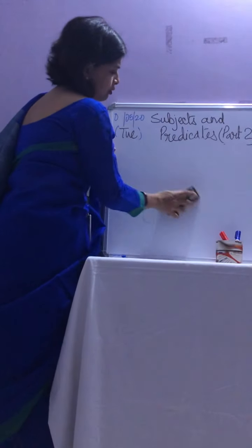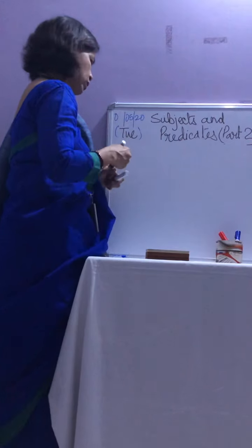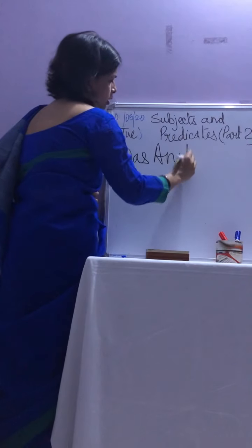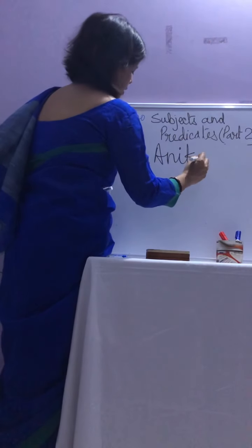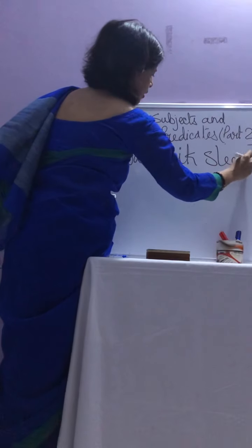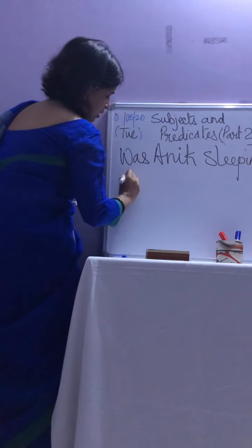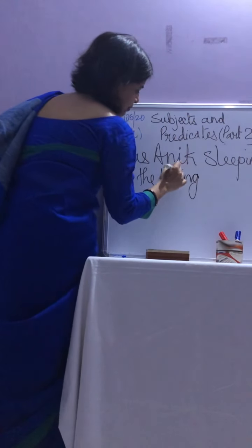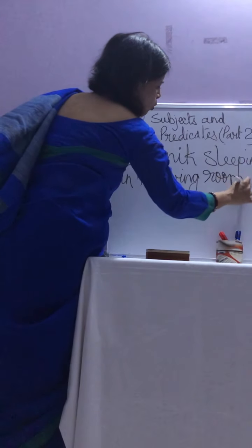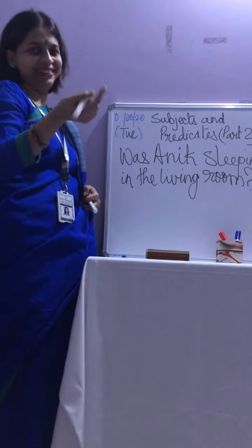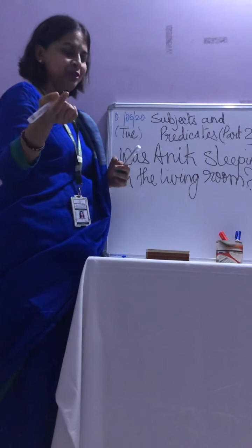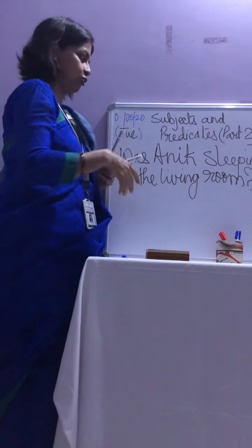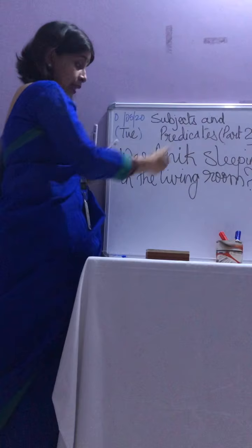Now, let us do one more. I'm sure Anik must be smiling to see his name on the board. For the newcomers, I have an old student called Anik, he's in class 5. I had taught him before also, so that's how. Now, was Anik sleeping in the living room?